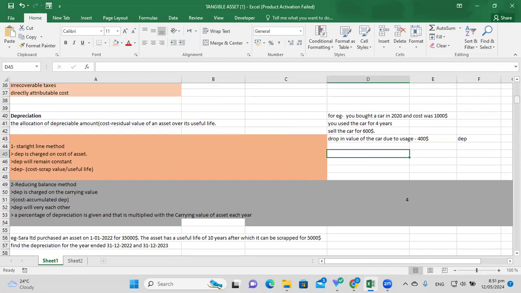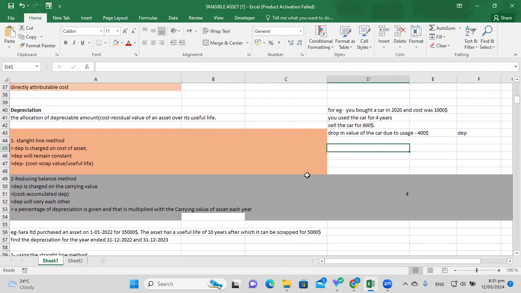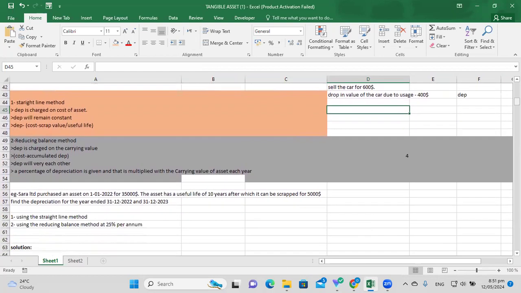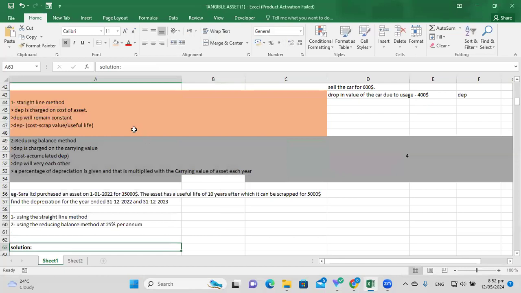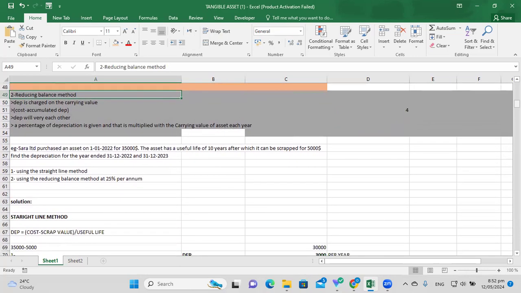Now there are two methods to calculate depreciation. I will come on to the theory part later, after the example. The first method is the straight line method, and the second method is the reducing balance method. First of all, we will directly come on to the example of the straight line method. How do we calculate depreciation using the straight line method?